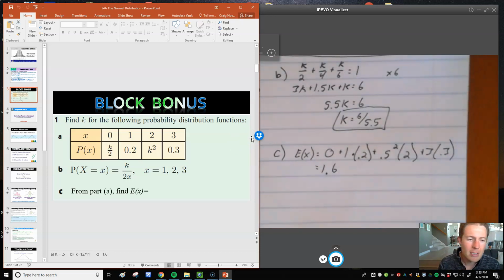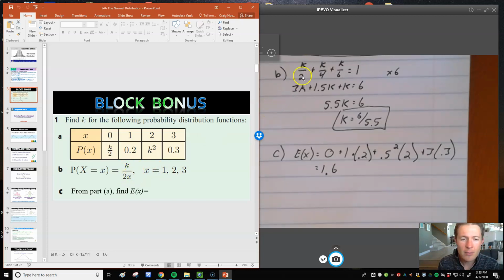We know that this, to be a probability distribution, has to add up to 1. So if I plug in K over 2 times 1, which is right here, K over 2, and then K over 2 times 2, which is 4, and then K over 2 times 3, which is 6. Have this thing, go ahead and solve it.